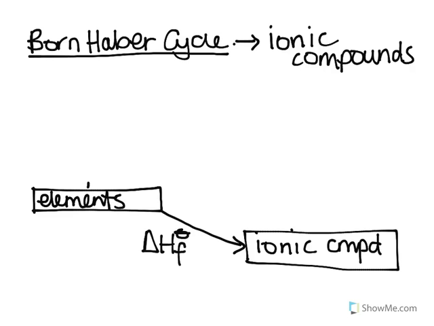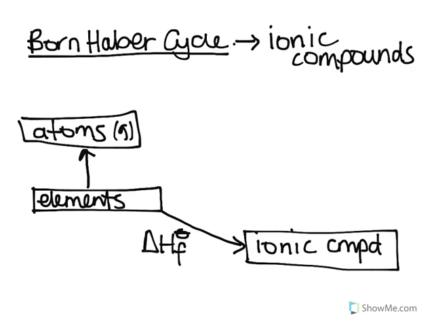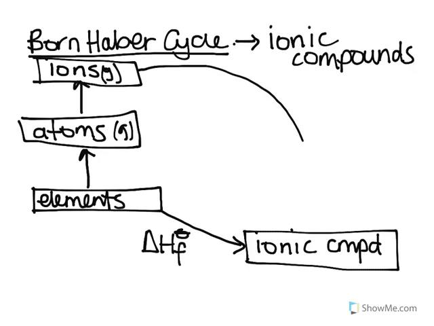But in a Born Haber cycle, we can go, at least theoretically, through another route where we take those elements and turn them into gaseous atoms. And then once we've got the gaseous atoms, we can then ionize those, forming gaseous ions. And once we have the gaseous ions, theoretically, we could take them and make the ionic compound.